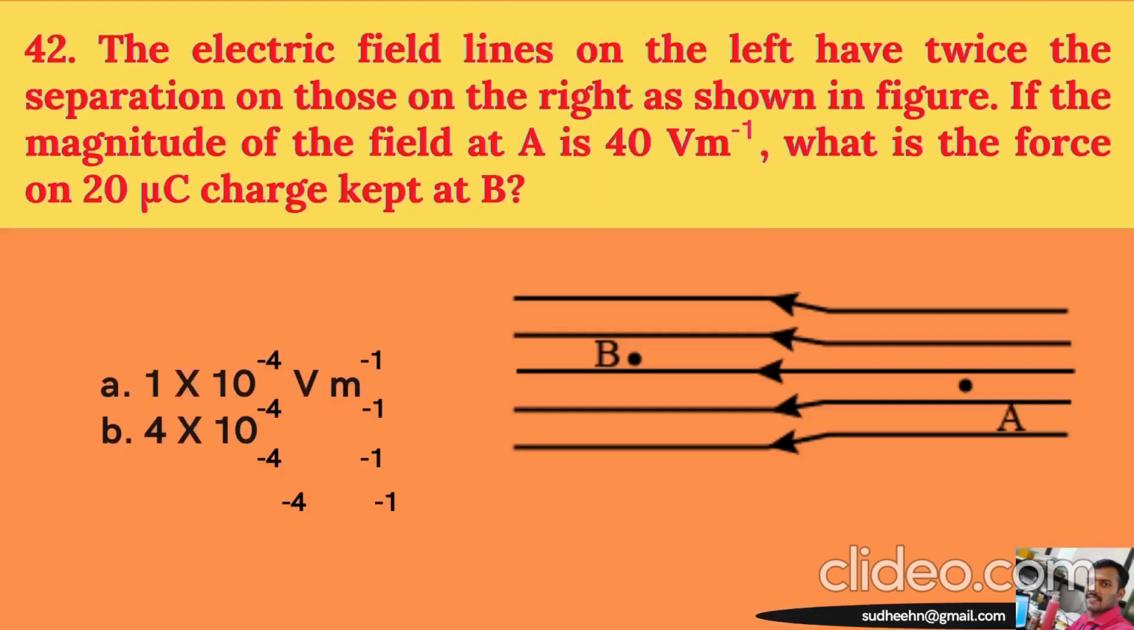Next question 42. The electric field lines on the left have twice the separation of those on the right as shown in the figure. If the magnitude of the field at A is 40 volts per meter, what is the force on a 20 microcoulomb charge kept at B? The options are: option A 1 into 10 raised to minus 4, option B 4 into 10 raised to minus 4, option C 8 into 10 raised to minus 4, and option D 16 into 10 raised to minus 4.